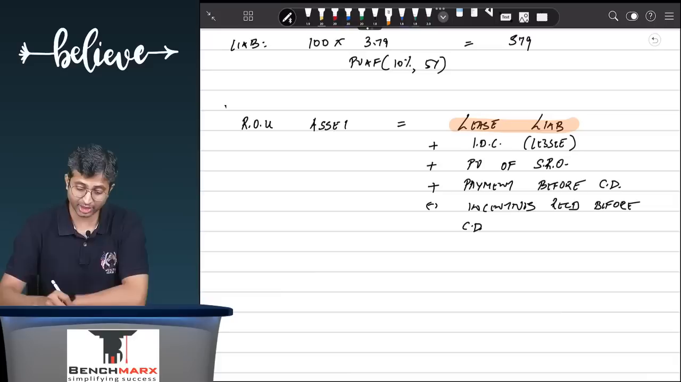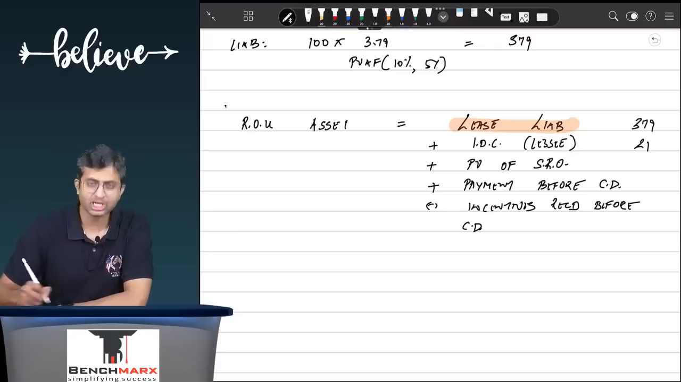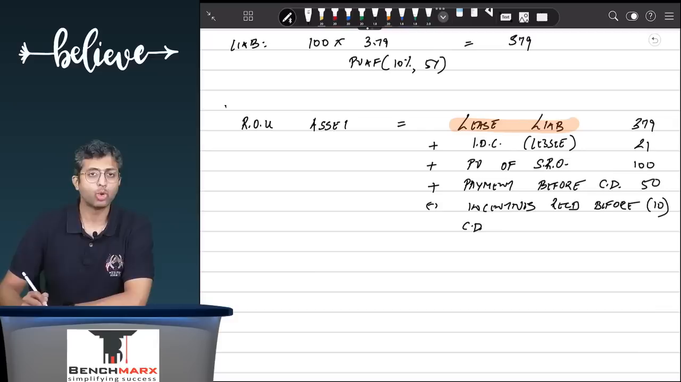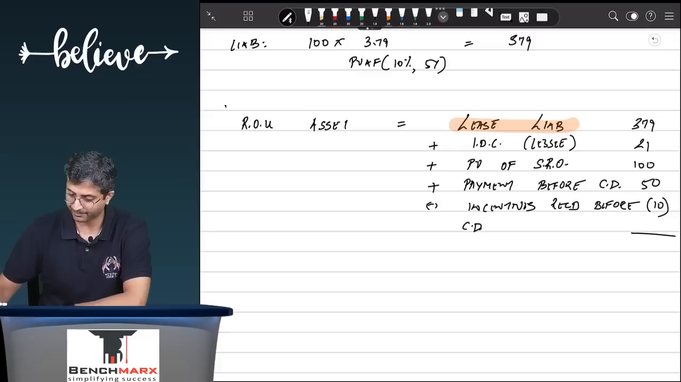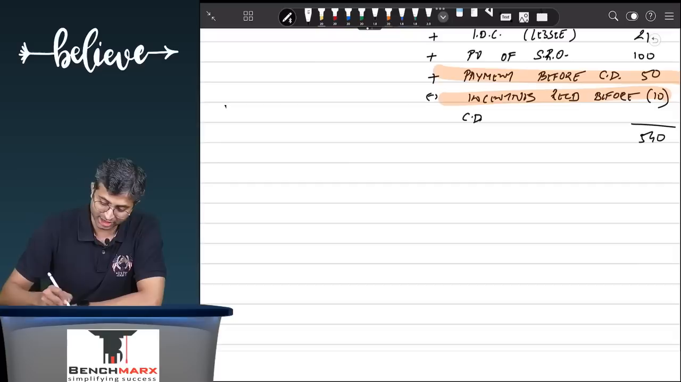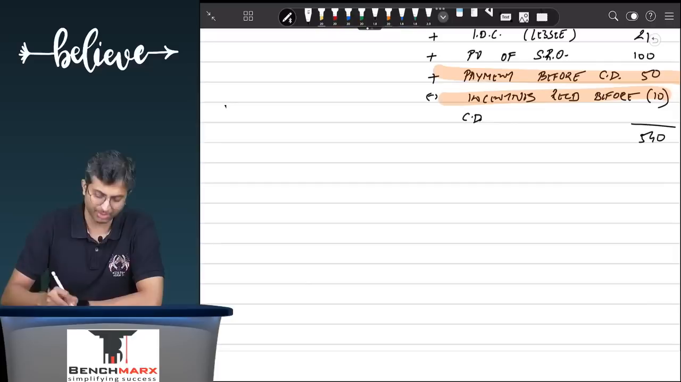So for example, the lease liability is 379. It takes another 21 rupees to register the lease. There is another present value of site restoration obligation amounting to 100 rupees, and there were payments worth 50 which was already made and incentives worth 10, in which case your right of use asset would be shown at, I think, 540. But then, sir, how will the journal entry appear? Well, when these payments were made or these incentives were received, that is net 40, you must have passed the entry something account debit to bank.